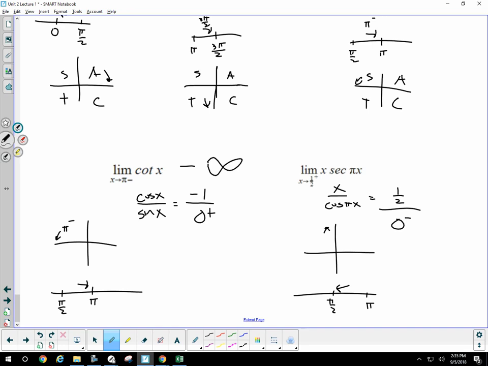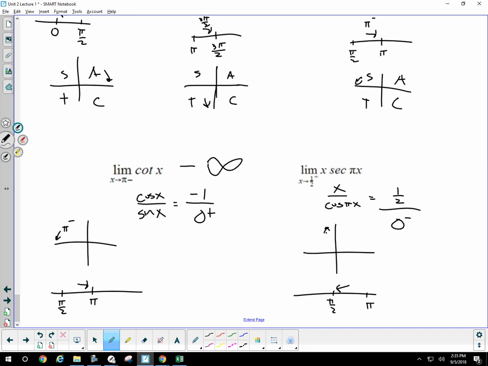For the second one, I'm plugging in 1/2 from the right, but it's 1/2 times this pi. So you can think of it as pi over 2 from the right. Coming from pi, going to pi over 2 puts you in the second quadrant again. Cosine values in the second quadrant are negative. The numerator is going to be an x. You can take the reciprocal of the secant to get cosine.